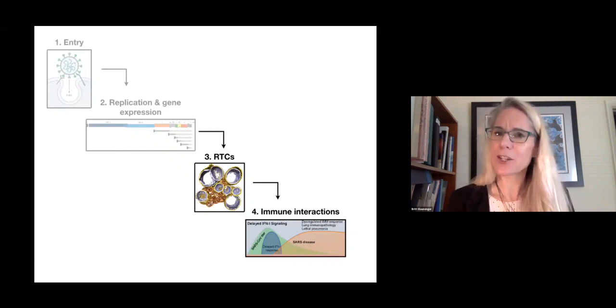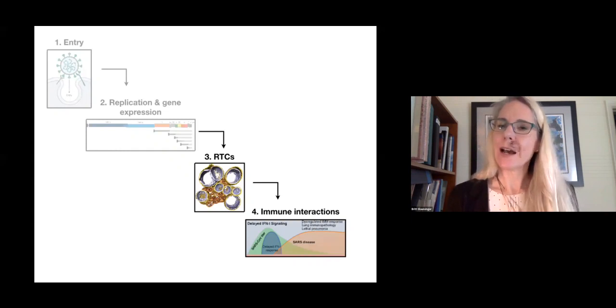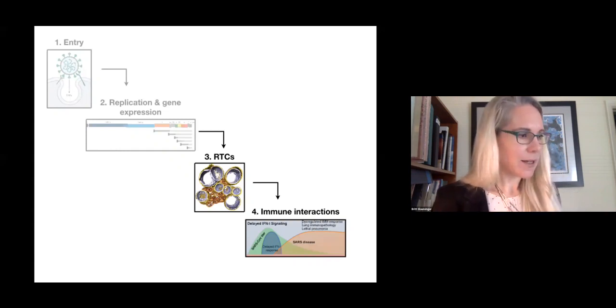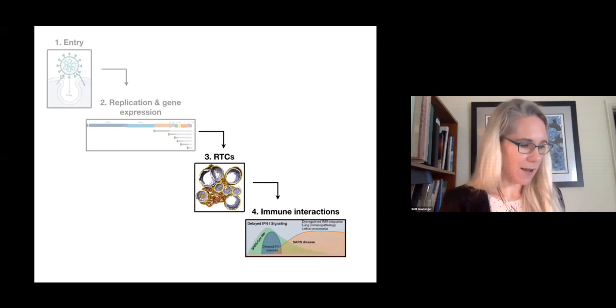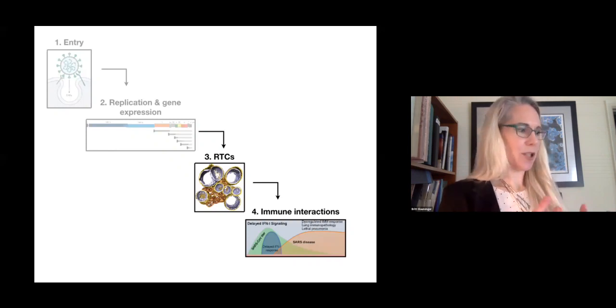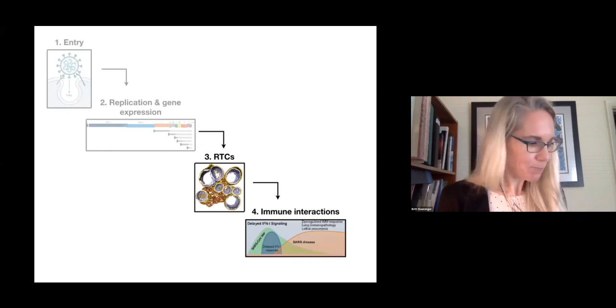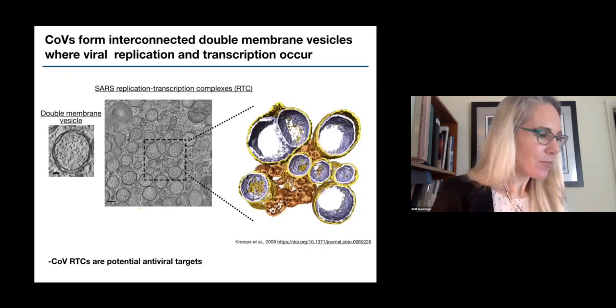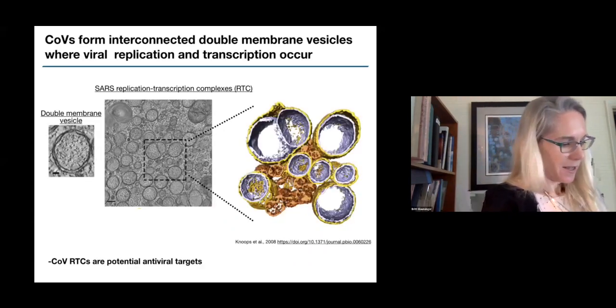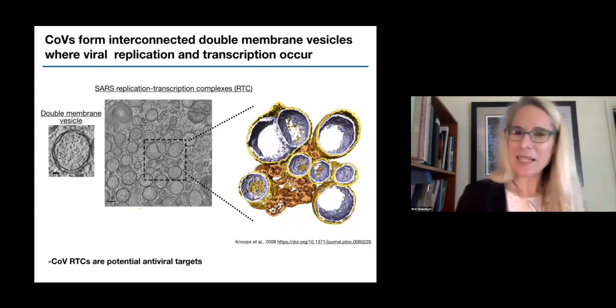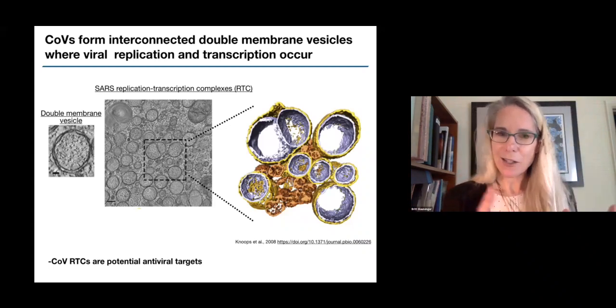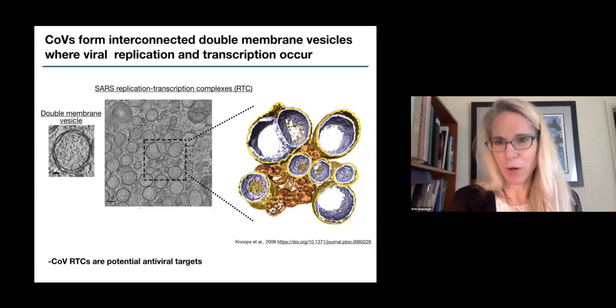And now we're going to move on to some really striking changes that happen to the inside of a cell that is infected with coronavirus, and the formation of these compartments called replication and transcription compartments. These are basically membranes. So there's dramatic membrane reorganization that happens in the context of coronavirus infection.